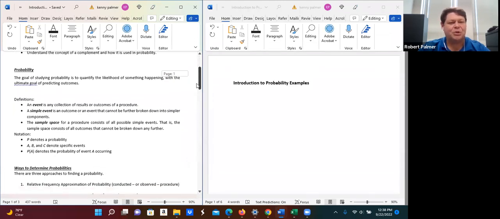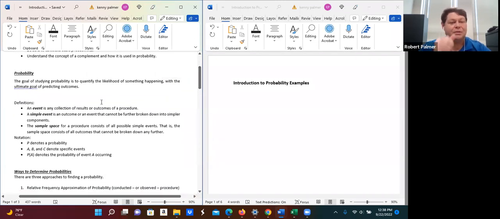This isn't really so much a definition as just saying the reason. So the goal of studying probability is to quantify the likelihood of something happening with the ultimate goal of predicting outcomes. So we'd like to come up with some kind of way of expressing in a number how likely something is to happen. And one way of doing that is called the probability.